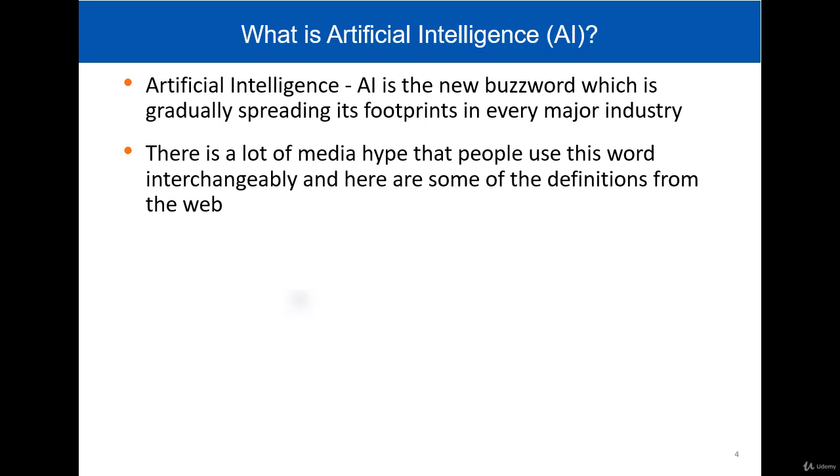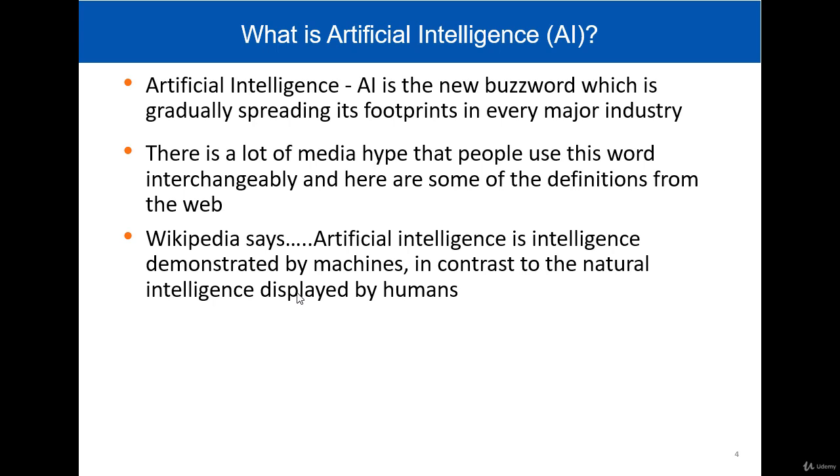Let's start with what is artificial intelligence. Artificial intelligence (AI) is the new buzzword which is gradually spreading its footprints in every major industry. There is a lot of media hype, and people use this word interchangeably. Here are some of the definitions from the web.